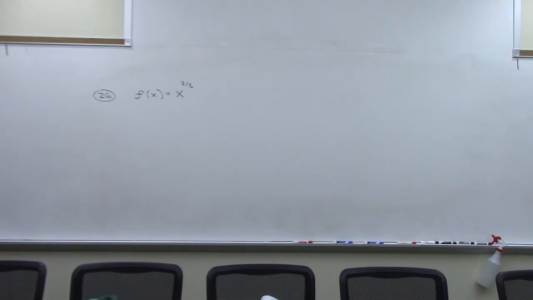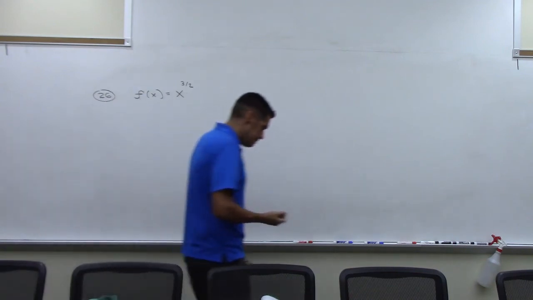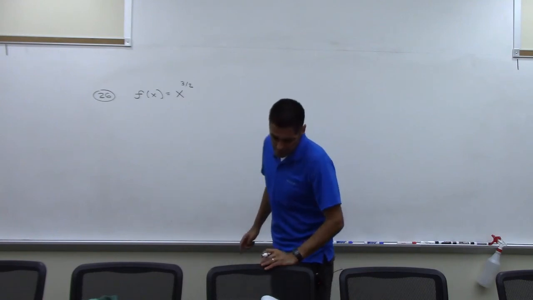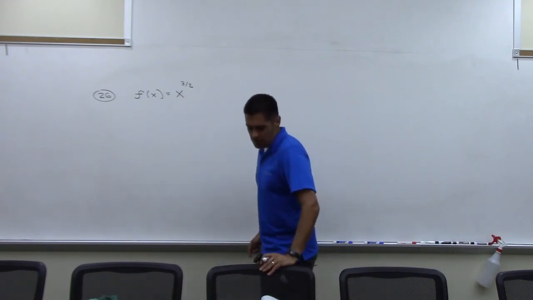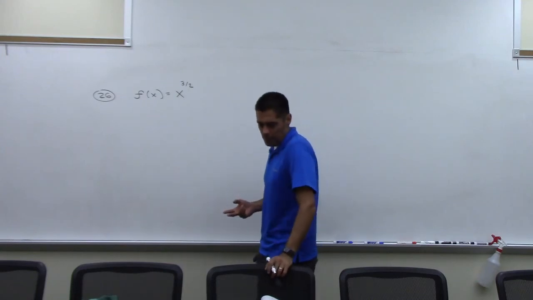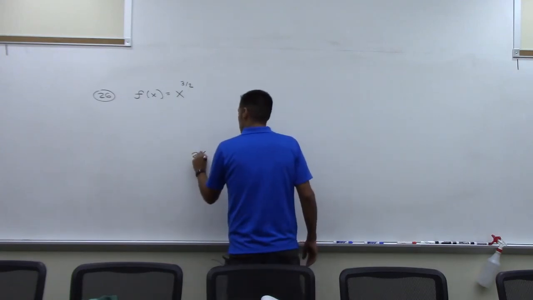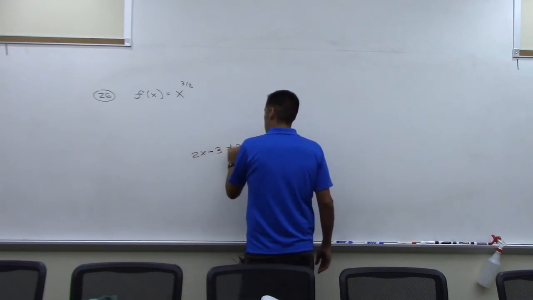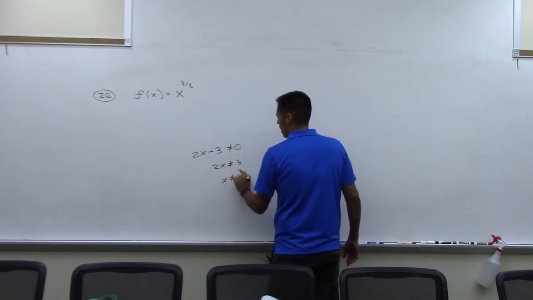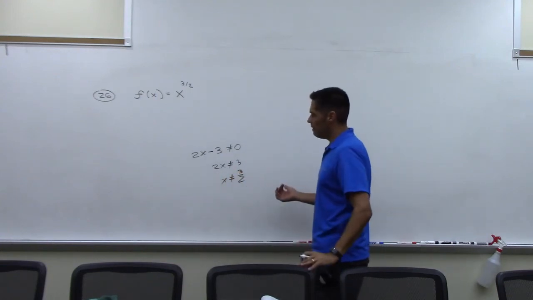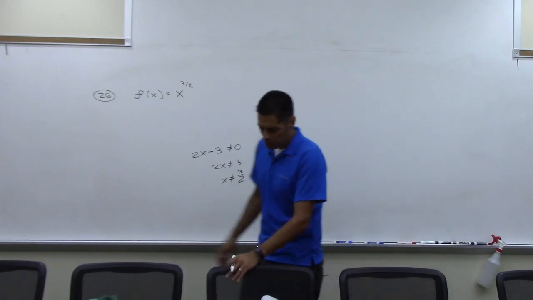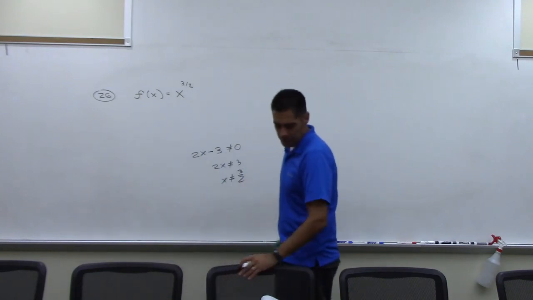Working number 26. By the way, on the previous problem, I didn't talk about the domain of f on number 24. 2x minus 3 cannot be 0. So 2x cannot be 3. So x can't be 3 halves. And it turns out if you look at the derivative, it was the same domain. So everything except that number, which you could do in interval notation, or you could just write that.